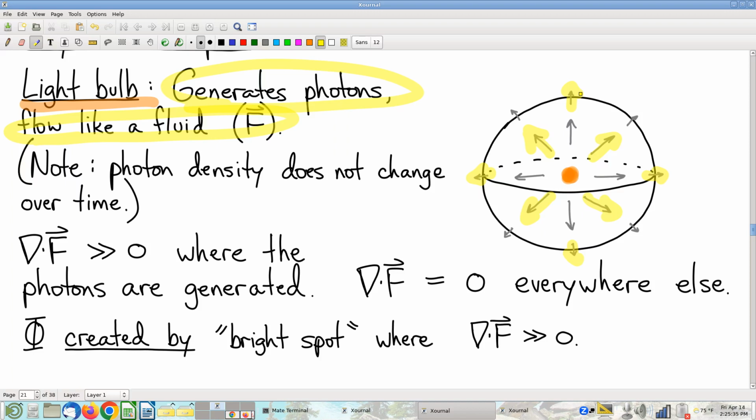Another way to say this is that when a light bulb is farther away, it doesn't look as bright. And it's because there's literally not as many photons hitting your eyeball.